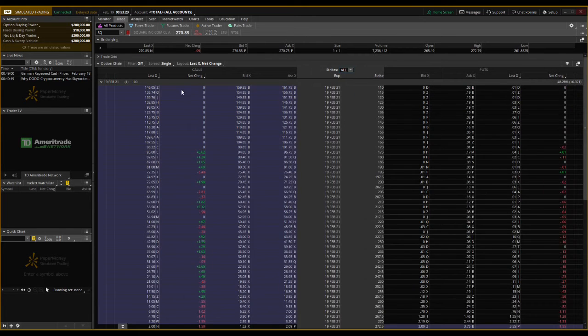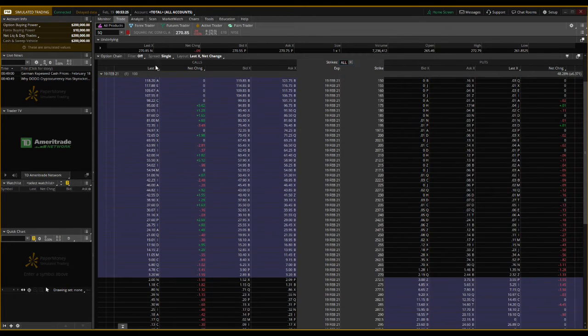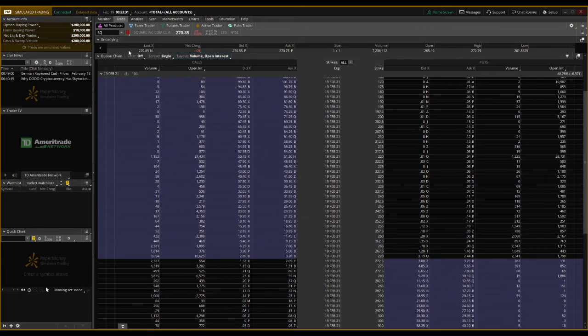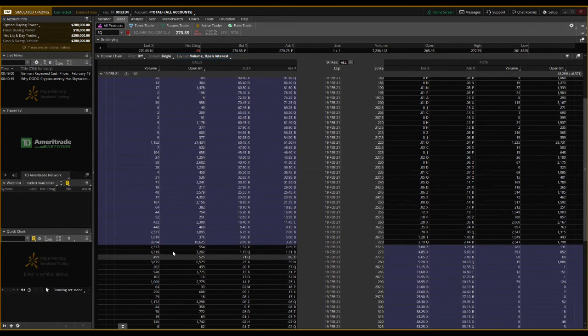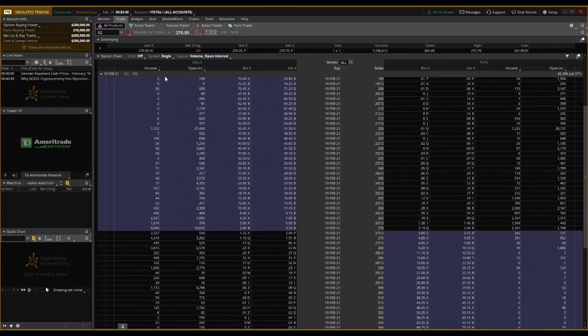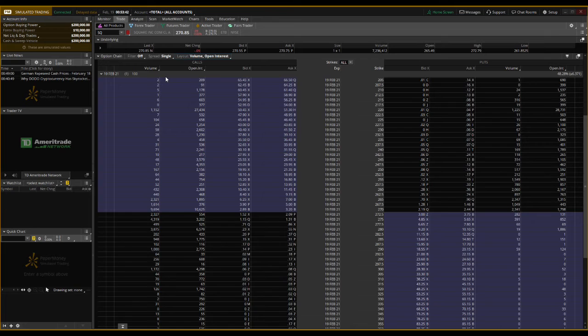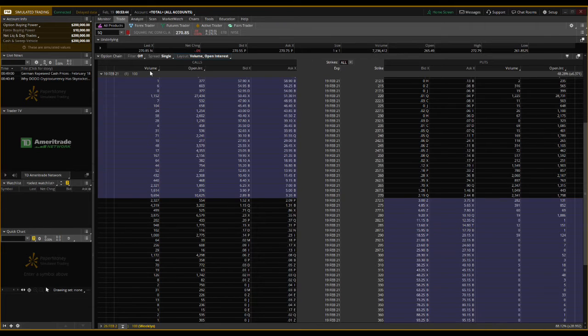What we also want to do, since it's only showing us the last and the net change, is switch this to show us the volume and the open interest. As you can see there, that is, like I said, pretty much the most important thing about options. This is what you have to understand. Are they being traded? How many people are trading them? Are they being bought? Are they being sold? Are they calls? Are they puts? And this is pretty much what we have to see.